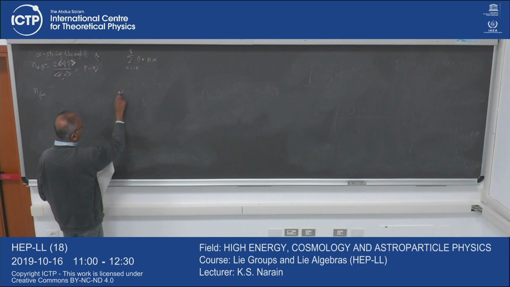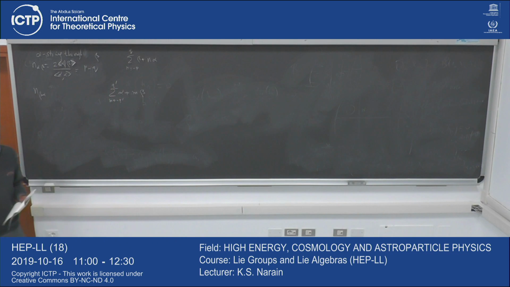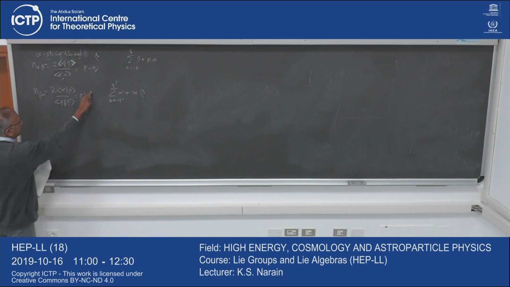So this will be alpha plus, say, n beta, where n will go from some minus p prime to q prime. These integers will be in general not the same. They'll be different. So n beta alpha will be the same expression, 2 alpha beta divided by beta beta, which is equal to p prime minus q prime.